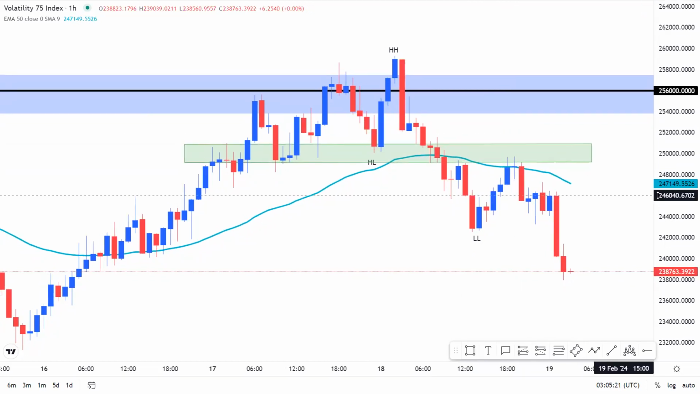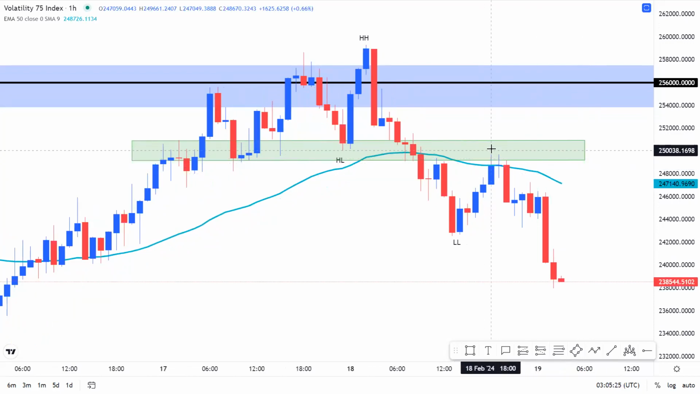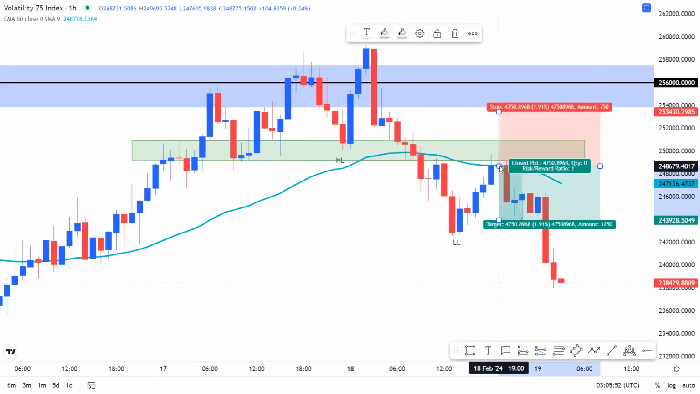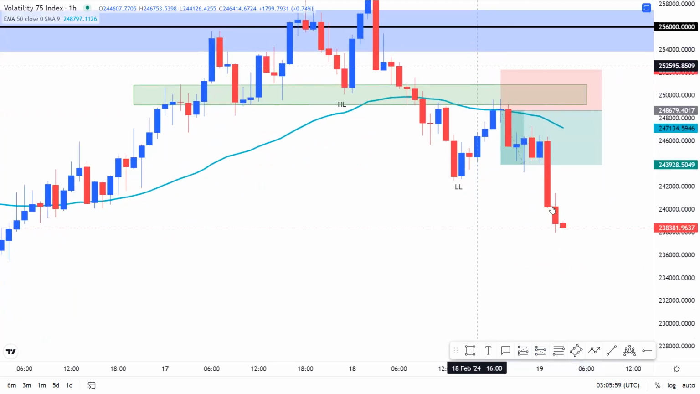Then, of course, our entry signal was the nice rejection from the level, rejections from the 50 exponential moving average. As soon as we had the lower time frame rejection at the retest of the level, with those confirmations, stop loss just above the level.